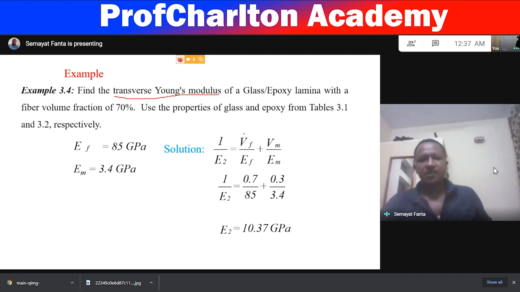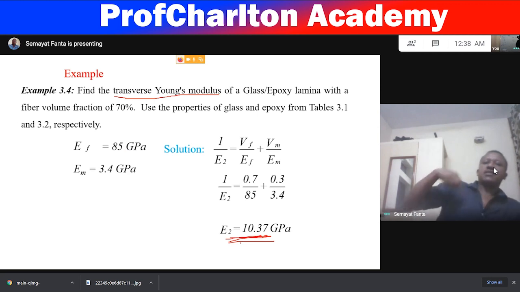So 1 over E2 is equal to the volume fraction... This is already the given formula. From that we can calculate: the volume fraction of fiber 0.7, the volume fraction of matrix, and the Young's modulus, 85 for fiber and 3.4 for matrix. So this is the elastic property of the combined material. It is still greater than 3.4 and less than 85. It is another material now.